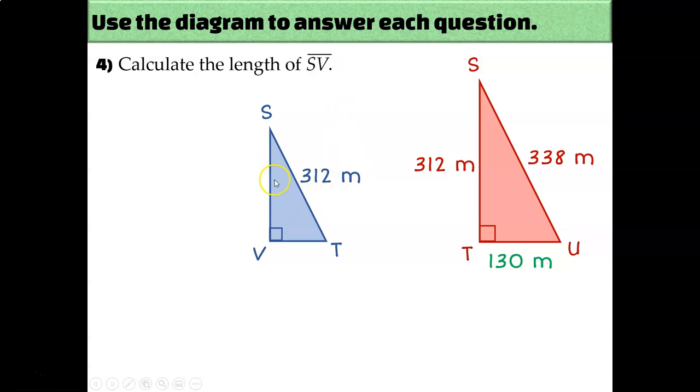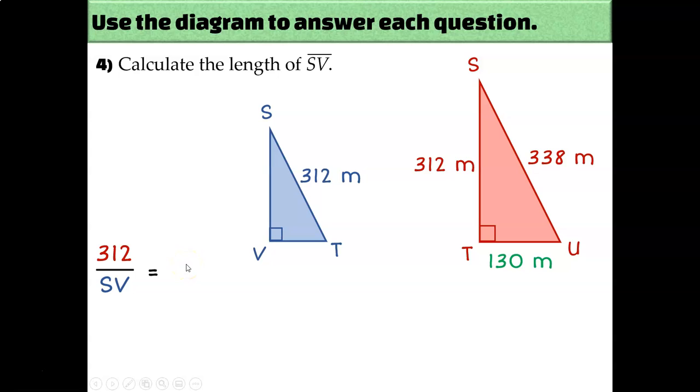Well, SV is the side that I'm looking for, and that corresponds to side ST on the big red triangle. So let's start there. I'm going to write 312 over SV. So that's the long leg of the big triangle over the long leg of the medium triangle.